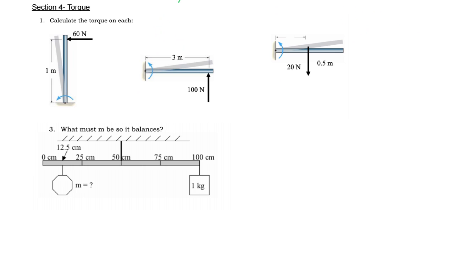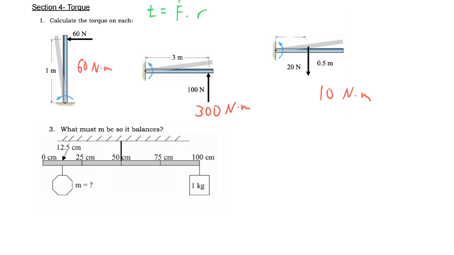All right, torque. Simple formula for torque. Torque equals force times radius. So for all 3 of these problems, all you have to do is just multiply the force and the radius. This one here is going to be 60 Newton meters. This one here is going to be 300 Newton meters. And this one here is going to be 10 Newton meters.